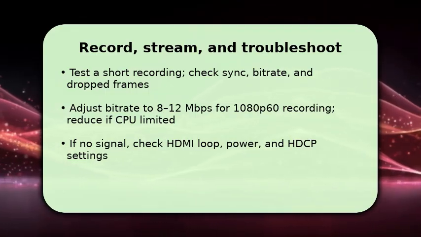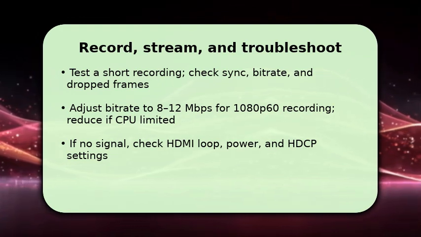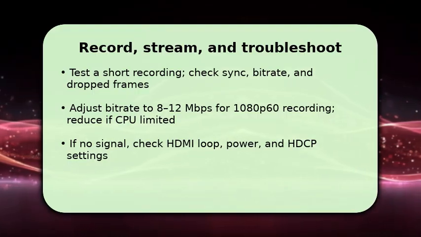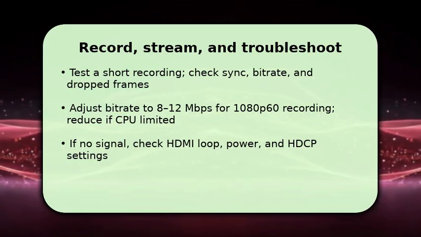If you lose signal, check the HDMI loop and power cycle the capture device, and disable HDCP on the Xbox if content is blocked. That single troubleshooting tip fixes most blockages.